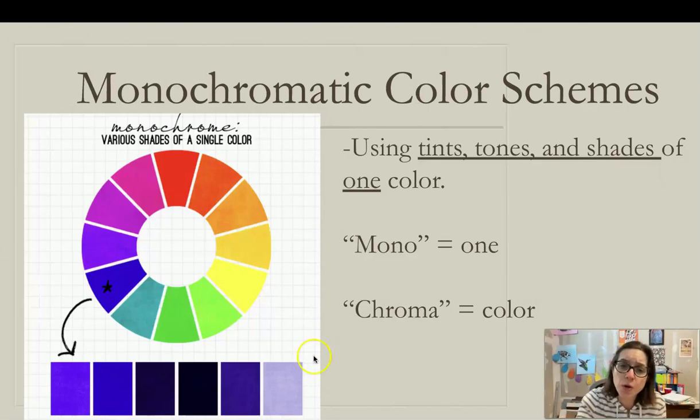So let's say the monochromatic color scheme for this blue would be lighter blues, darker blues, and some tones of blue, right? Kind of low intensity blues. So you're using all blues, but they're all just light, dark, and dull.